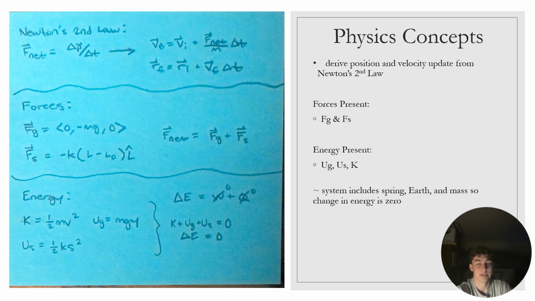Finally, we need to pay attention to the energy in this system. So we're using the system including the spring, the mass, and the Earth. So all the energy involved is the kinetic energy of the mass, which is 1/2 mv squared, the spring potential generated from the spring, which is 1/2 k times the stretch or shrink squared, and then the gravitational potential, which is mg times y, or our height.